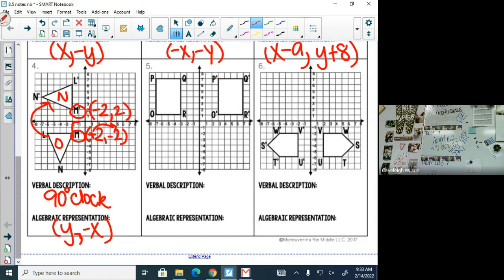I'm stuck. Well, look at the paper. Are the vertices in the same spots or are they not? That's where you start. If the vertices are in the same spot, then it's an up, down, left, right. If they're not in the same spot, then it's either a reflection or a rotation.